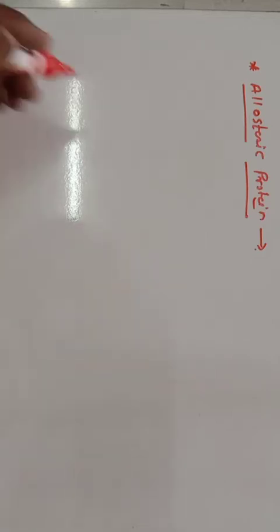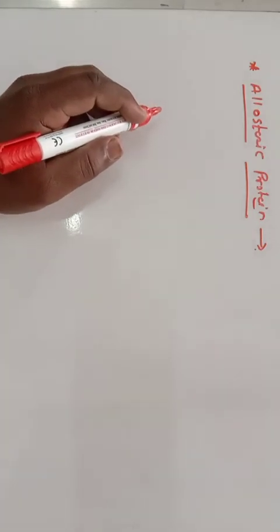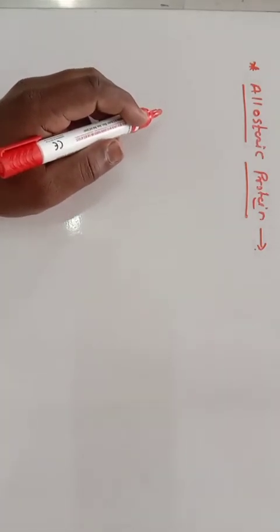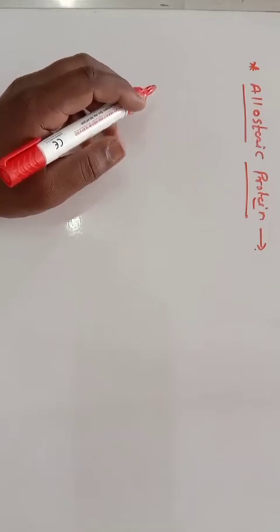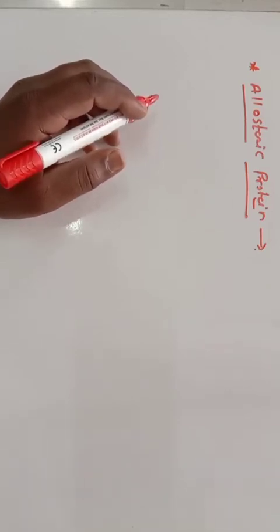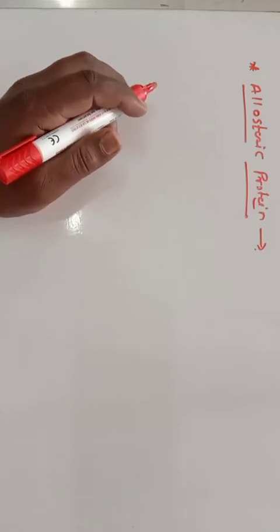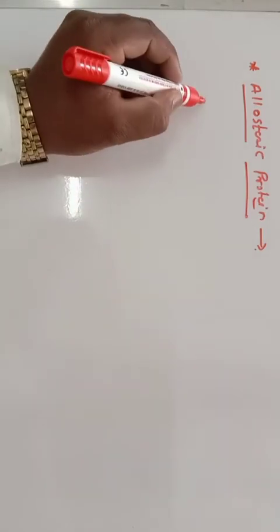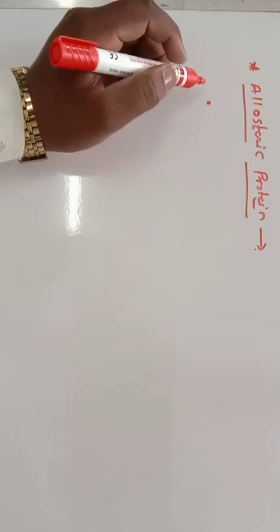So what is an allosteric protein? An allosteric protein is one in which the binding of a ligand to one site affects the binding properties of another site on the same protein. So you should remember this point. What is an allosteric protein?